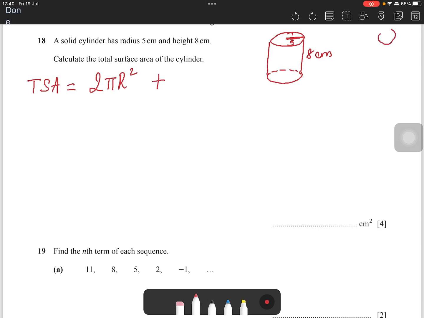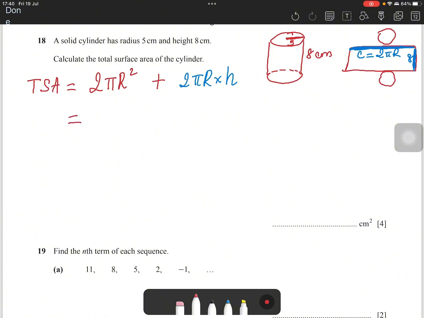You know, when you unfold the cylinder, you will have a 2D shape like this. And the lateral surface area is equal to this blue side multiplied by the height. The height is 8. And the length of this rectangle is actually the circumference of the circle, which is 2 pi r. So we will multiply 2 pi r by the height.